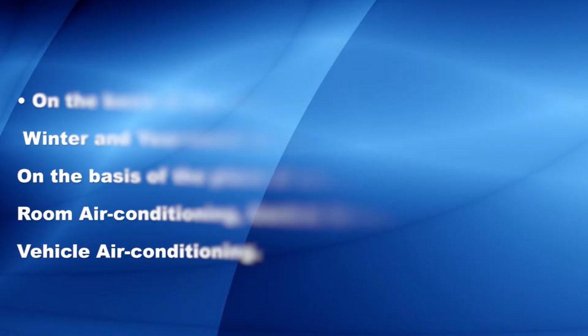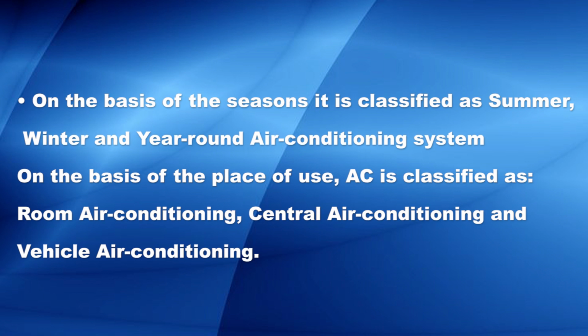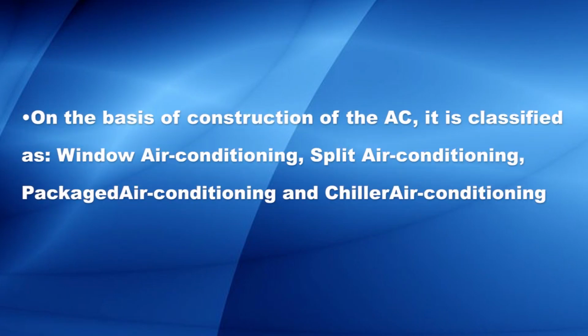There are many types of air conditioning systems. On the basis of seasons, it is classified as summer, winter, and year-round air conditioning systems. On the basis of the place of use, AC is classified as room air conditioning, central air conditioning, and vehicle air conditioning. On the basis of the construction of the AC, it is classified as window air conditioning, split air conditioning, package air conditioning, and chiller air conditioning. In the last, we have discussed some common problems that may occur in the air conditioning system.